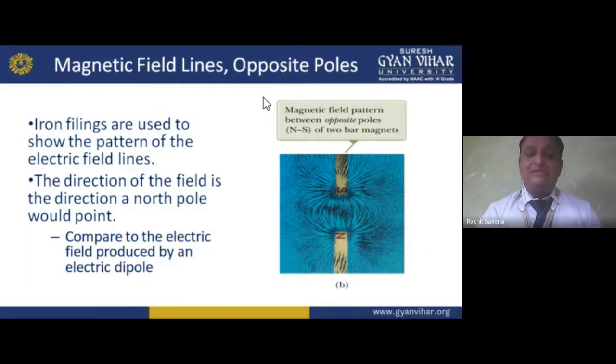But here, the direction of the field is the direction a north pole would point. Compare this to the electric field produced by an electric dipole. Now, a dipole system is there, that is, in each piece we always have two poles, one north and one south. Opposite poles attract each other, and same poles repel each other. If you want repulsion, you have to use same poles. But my dear student, in an iron piece we always have two poles, north and south. Always a dipole system.